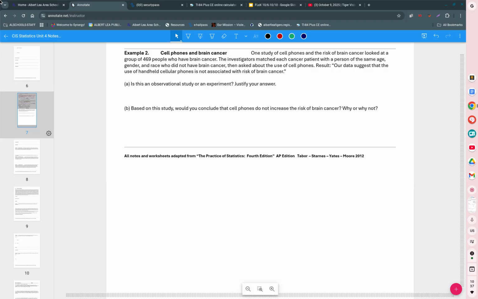But in this situation, one study of cell phones and the risk of brain cancer looked at a group of 469 people who had brain cancer. So only people who had brain cancer were identified. The investigators matched each cancer patient with a person of the same age, gender, and race who did not have brain cancer. So you've got one group who does, one group who doesn't. Then they asked them about the use of cell phones. Results: our data suggested that the use of handheld cellular devices is not associated with brain cancer. Is this an observational study or an experiment? Observational study.